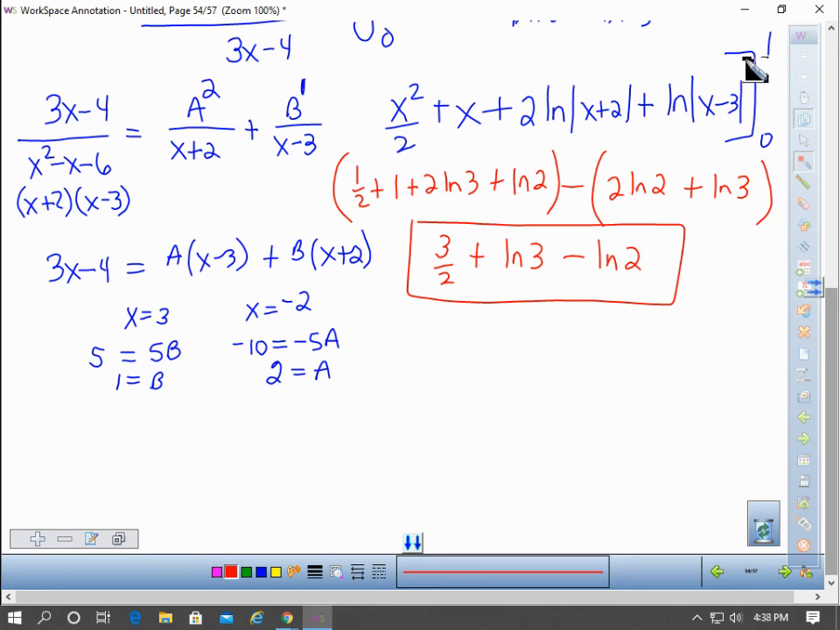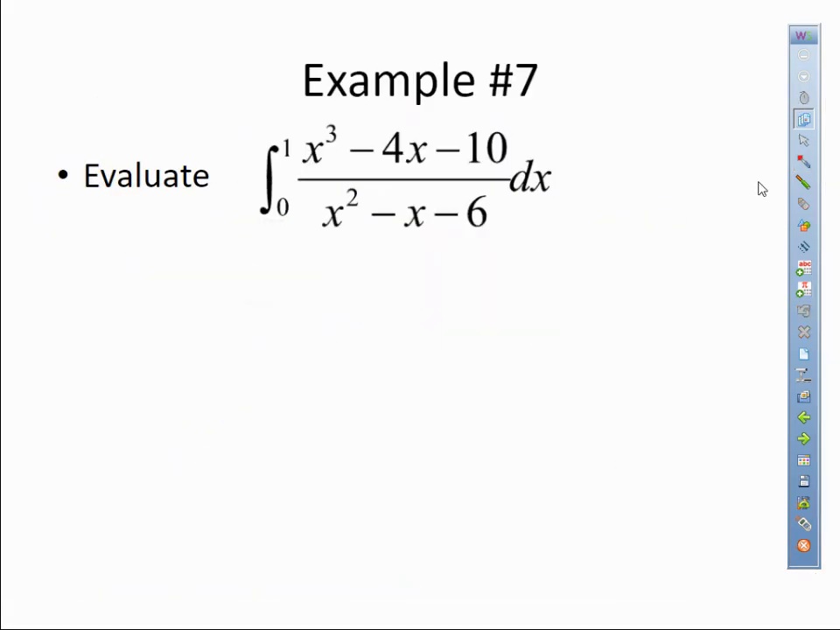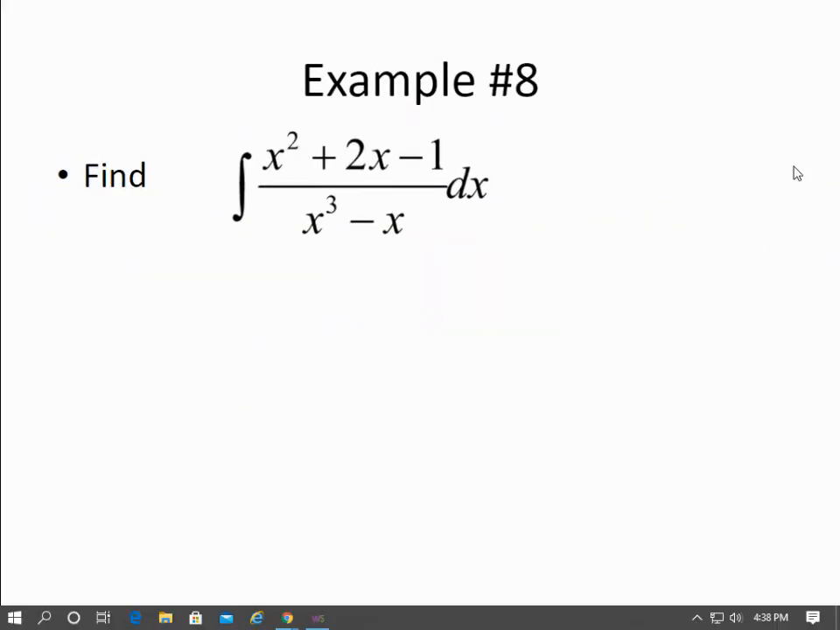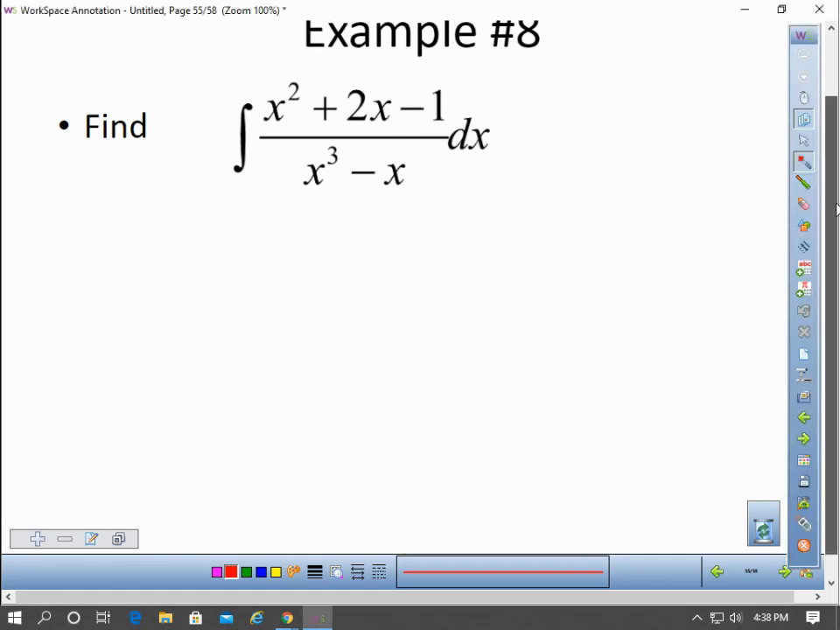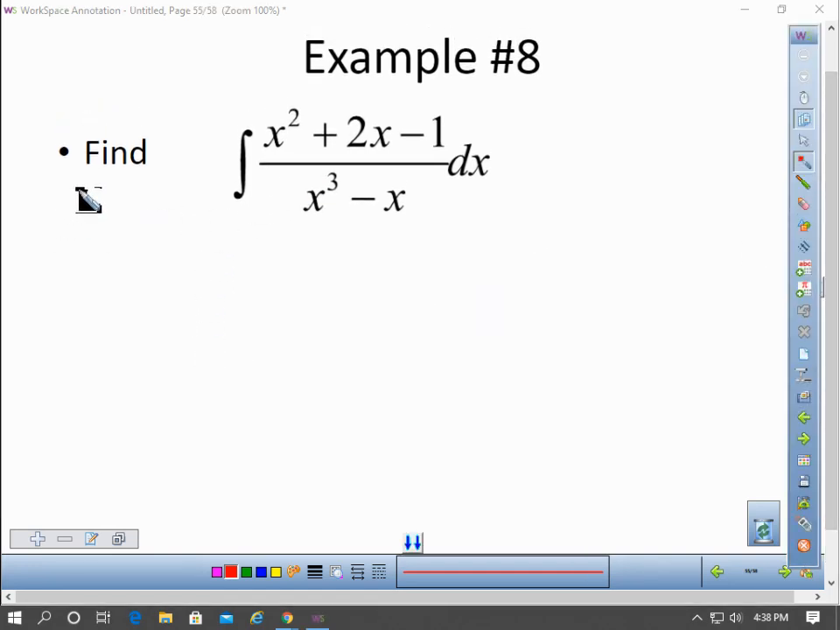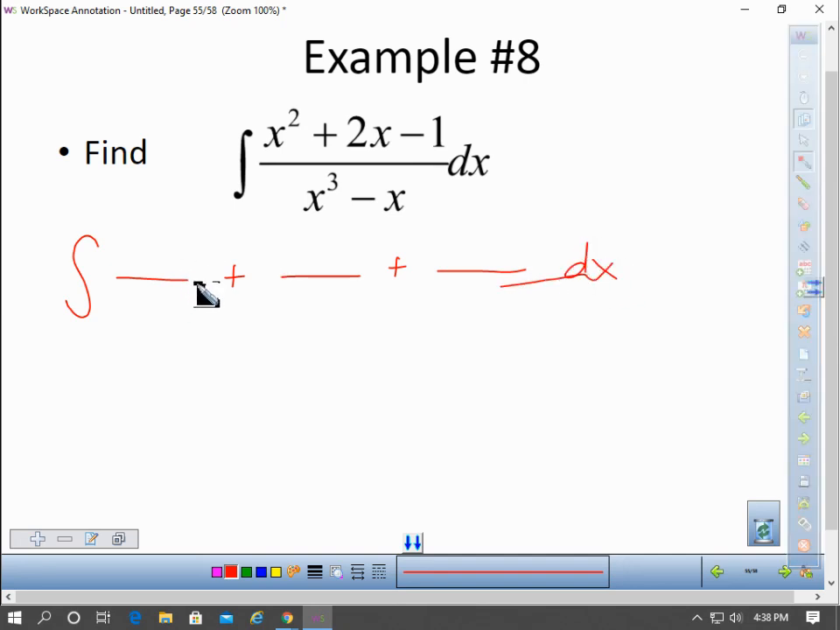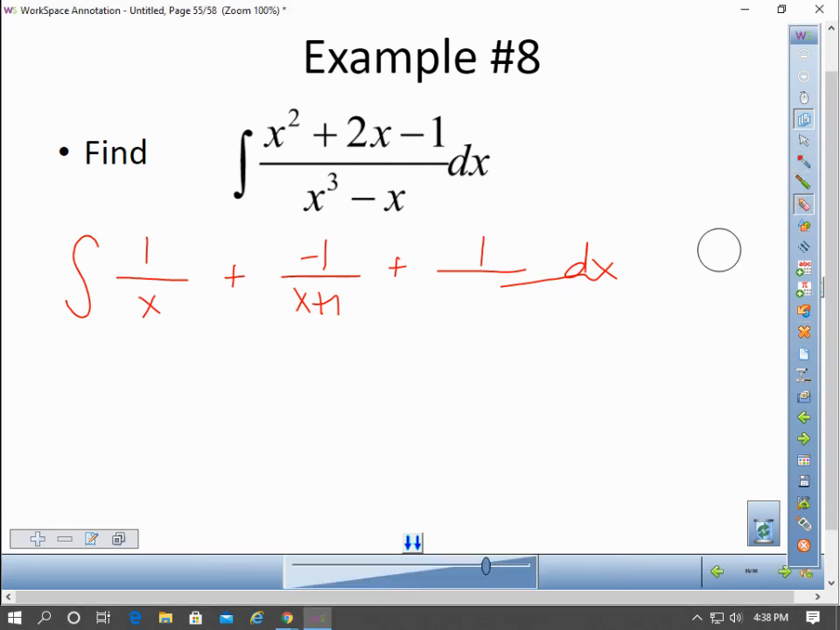Alrighty, so there we roll. I believe this is the last one. And let's see, I can't remember if we did this one or not. I think we did this problem. Yeah, we did. So this one ended up being 3 parts when we did the decomposition of it. And we ended up with 1 over x, minus 1 over x plus 1, and 1 over x minus 1.